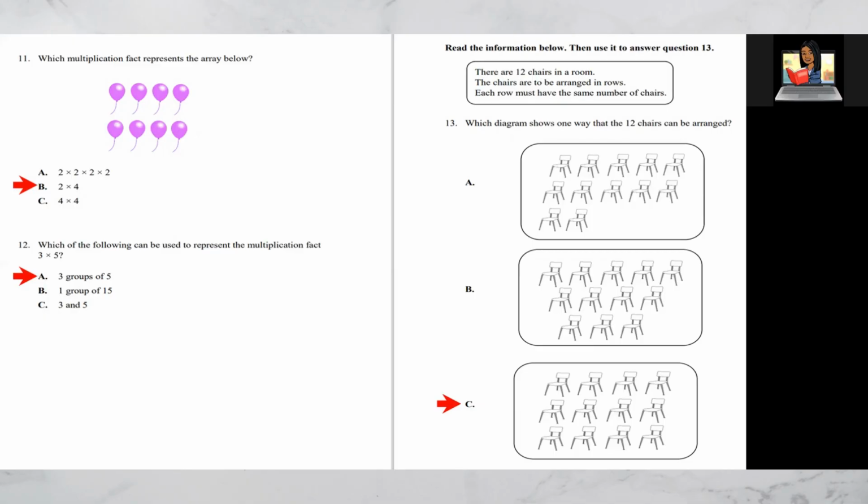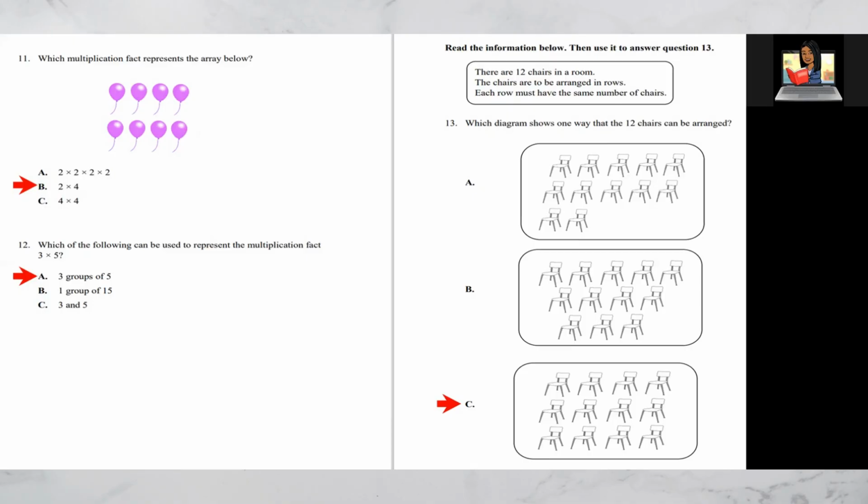Then question 13, read the information below, then use it to answer question 13. There are 12 chairs in a room. The chairs are to be arranged in rows. Each row must have the same number of chairs. All right? So a very important word is in that last line. A key word is in the last line.